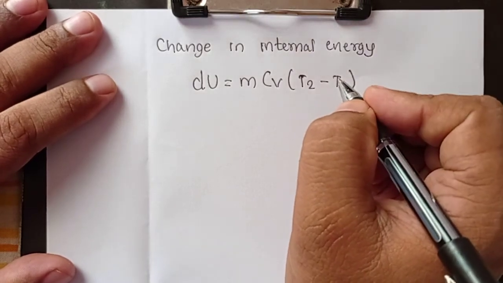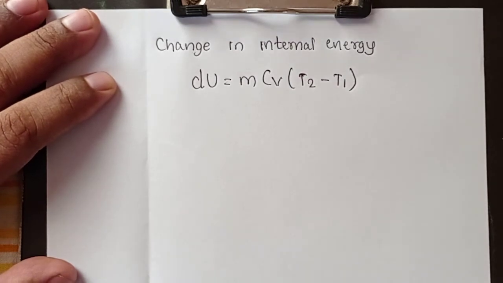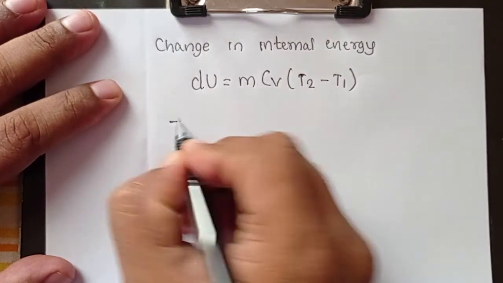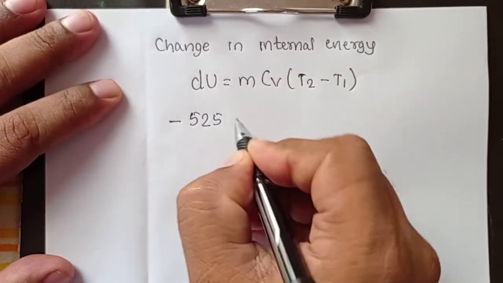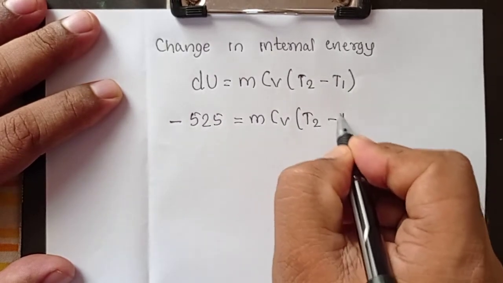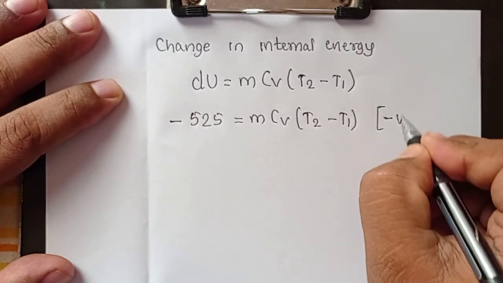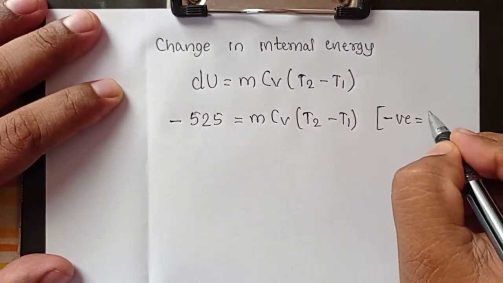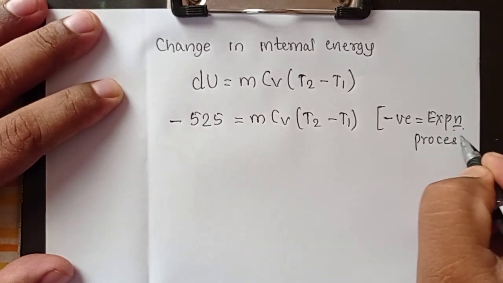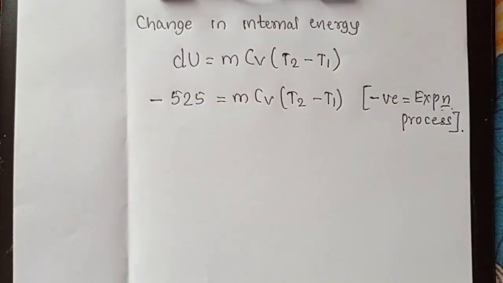But as there is an expansion process, internal energy decreases, therefore I will write it as negative. So minus 525 will be equal to m Cv (T2 minus T1). Why I am writing it negative is because it is an expansion process. So when it is a constant volume expansion process, automatically the change in internal energy reduces.